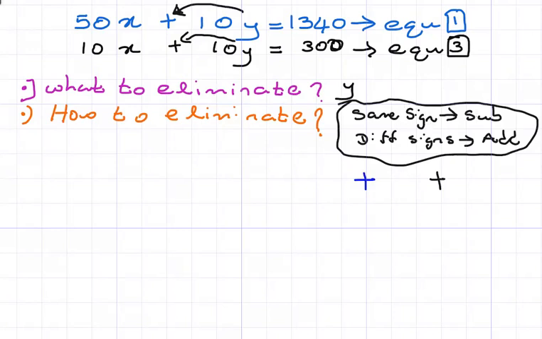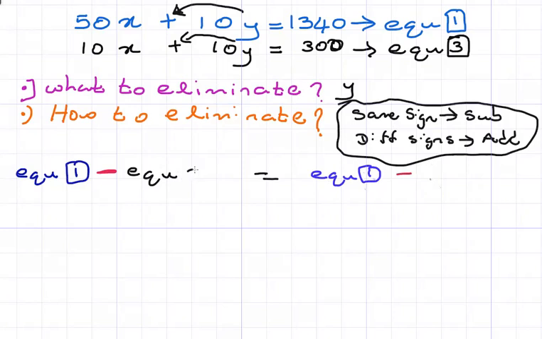All right? So here we've got the same sign, blue color plus and black color plus, same sign. So what are we going to do? We are going to subtract. So what do we write? Equation 1, subtract, subtraction sign, then comes equation 3, equals. You do the same thing on the right too. So equation 1, subtract. Subtract what?